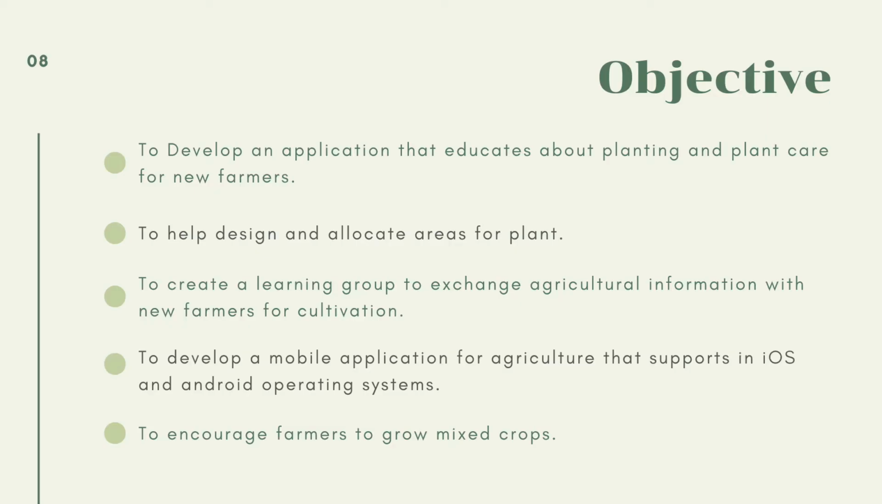Our objectives are: first, to develop an application that educates about planting and plant care for new farmers. Second, to help design and allocate area for planting. Third, to create a learning community in order to exchange agriculture information with new farmers for cultivation. Fourth, to develop a mobile application for agriculture that supports iOS and Android operating systems. And fifth, to encourage farmers to grow mixed crops.